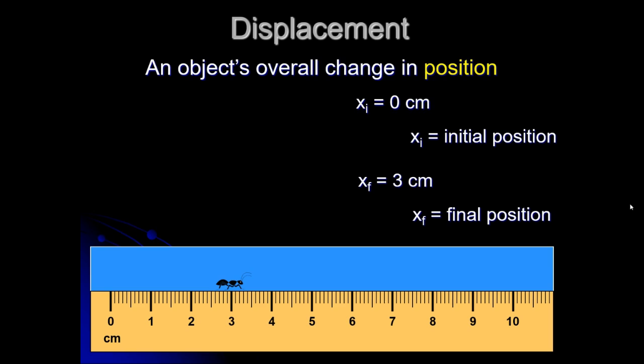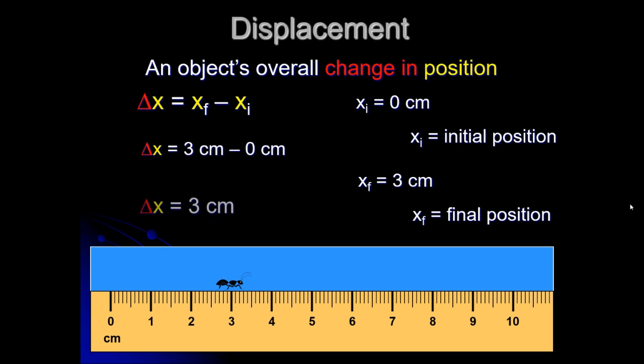So what is the ant's change in position? In science, we use the Greek letter delta to represent a change in something, and it has a very specific meaning. Delta x, or change in position, is found by taking the final position minus the initial position. So we take the final position of 3 centimeters minus the initial position of 0 centimeters, and we get a displacement of 3 centimeters.